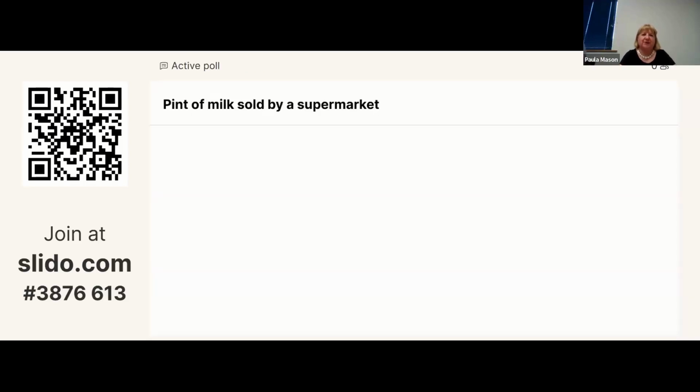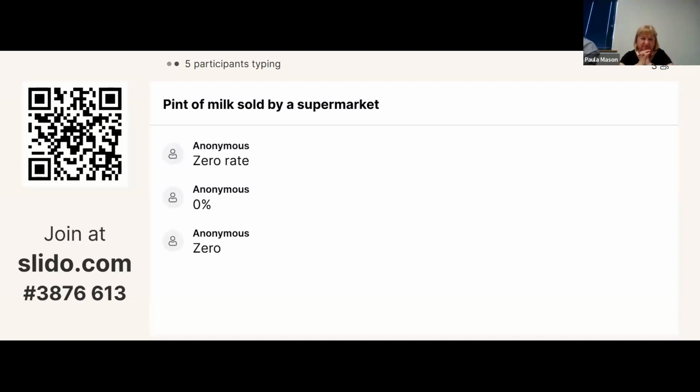Third one, pint of milk sold by a supermarket. Well done, everyone. Yep, zero rate. Basic foodstuffs are zero rated. There's lots of VAT cases around in relation to food types and foodstuffs and things like that, but milk, luckily, is still zero rated.